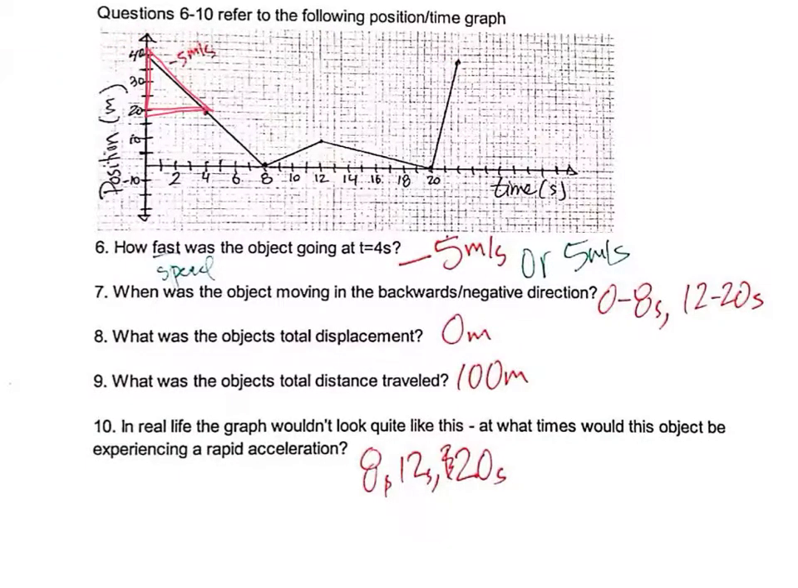So this object or person or whatever starts at 40, goes to 0, goes up to 10, goes back to 0, okay, and then goes back to 40. So even though this person moved a bunch of distance, they ended up at the same spot that they started. So they started at 40, ended up at 40. Their displacement was 0 meters.